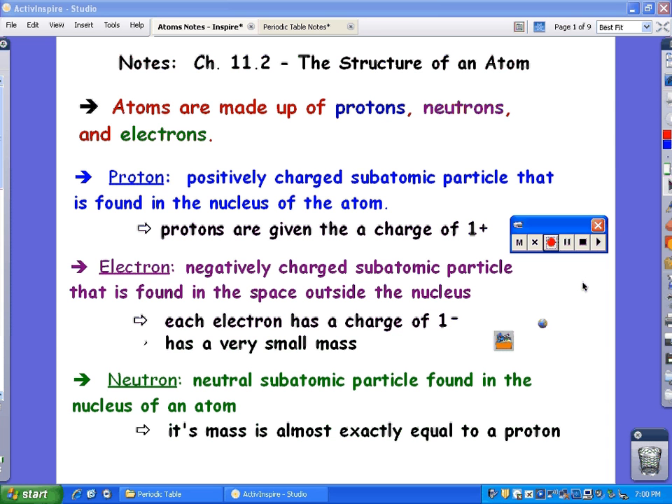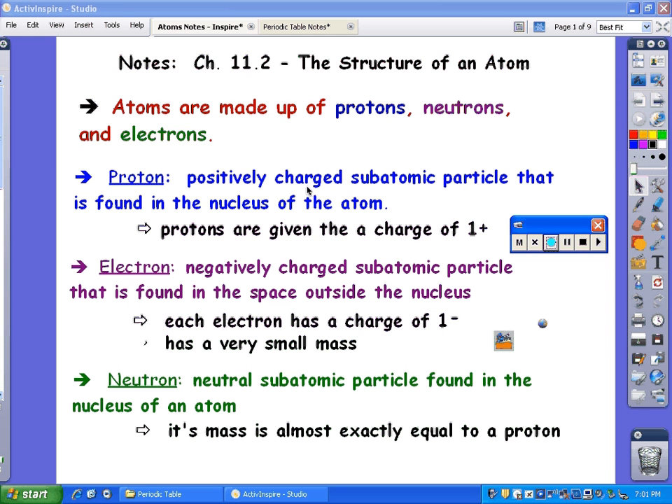Protons are positively charged. They're found in the nucleus. The prefix pro means positive, as in a pro and con. It's an easy way to remember it. P also starts with positive, starts with P, and so does proton. Easy little way to remember that. Each proton is given a charge of +1 or 1+, as you can see here.